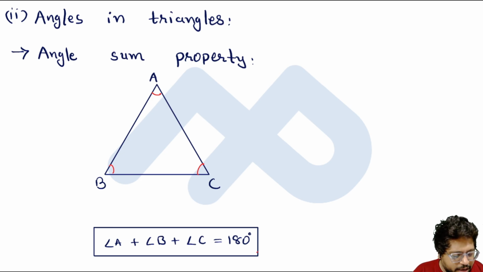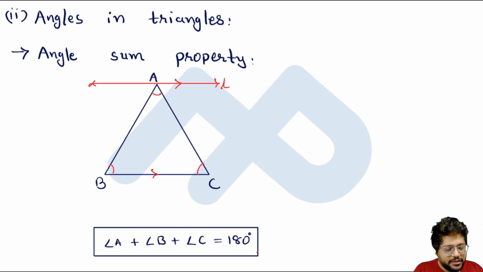So you see here the line BC is given, and what I'm doing, I'm sketching a line which passes through A and it is parallel to BC. Okay, so this line, let's say L, it is parallel to BC, and let's call all these three angles, angle A let's call it X, angle B let's call it Y, and this is angle C which is, let's say, Z.